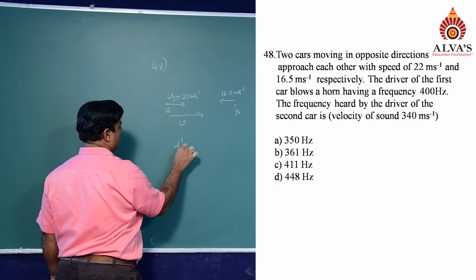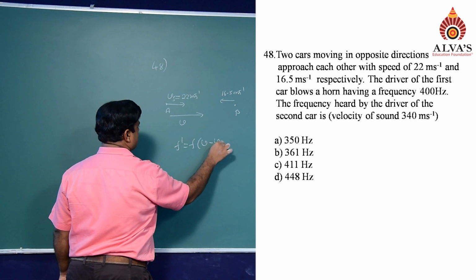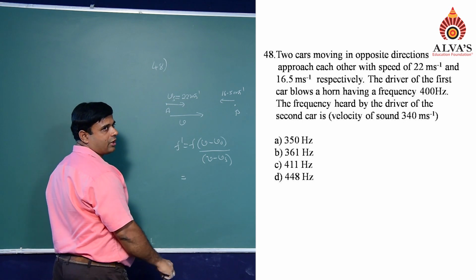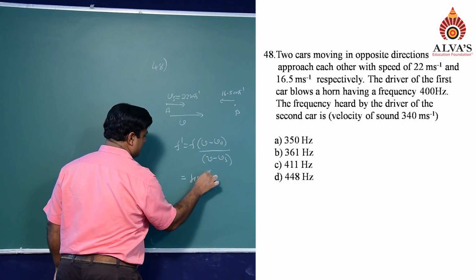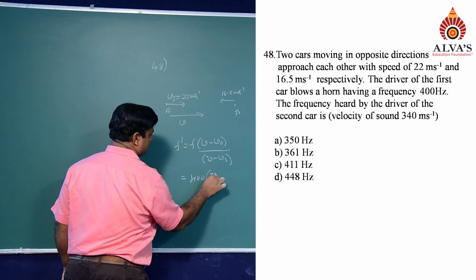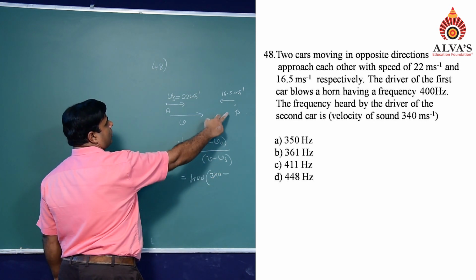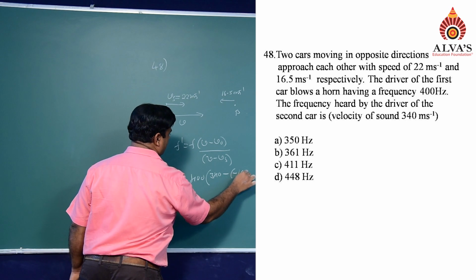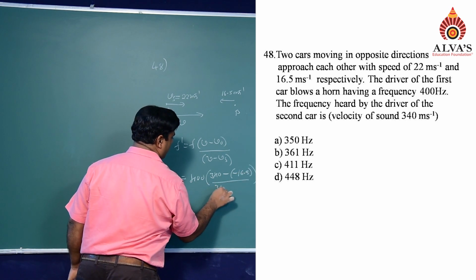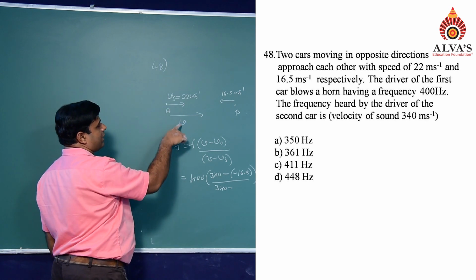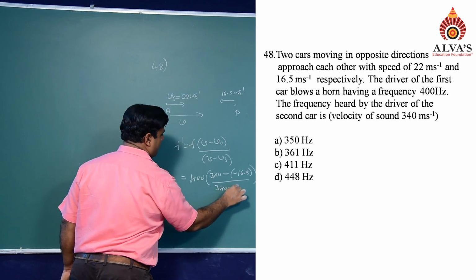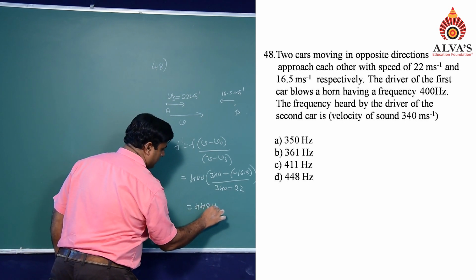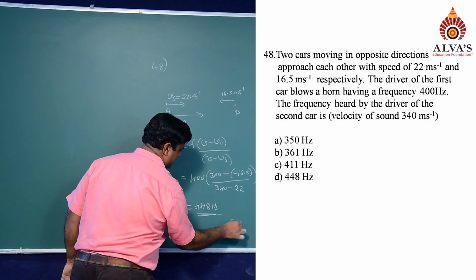That is f dash equal to f into (v minus v naught) by (v minus vs). f is the true frequency, which is equal to 400 Hz. v, the velocity of the sound, 340 minus, the observer is moving opposite to the sound, so take v naught negative, minus (minus 16.5), by 340 minus, the source is moving in the direction of the sound wave, take it as positive, plus 22, which gives rise to 448 Hz. So the answer is D.